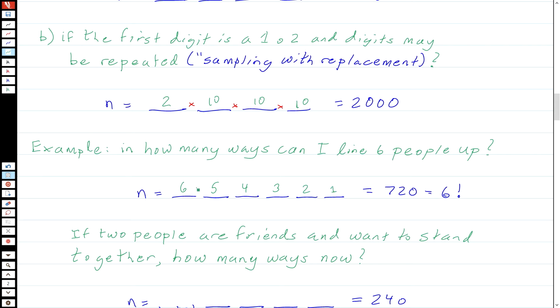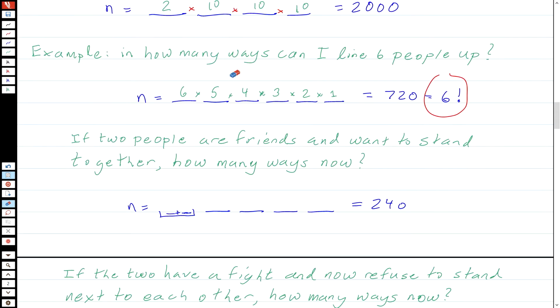Multiply these things together, 6 times 5 times 4 times 3 times 2 times 1 gives me 720, and this, as it turns out, you've seen this before, I'm sure, is 6 factorial. We could ask then the question, if 2 of the people are friends and want to stand together, how many ways now can I organize this set of 6 people?